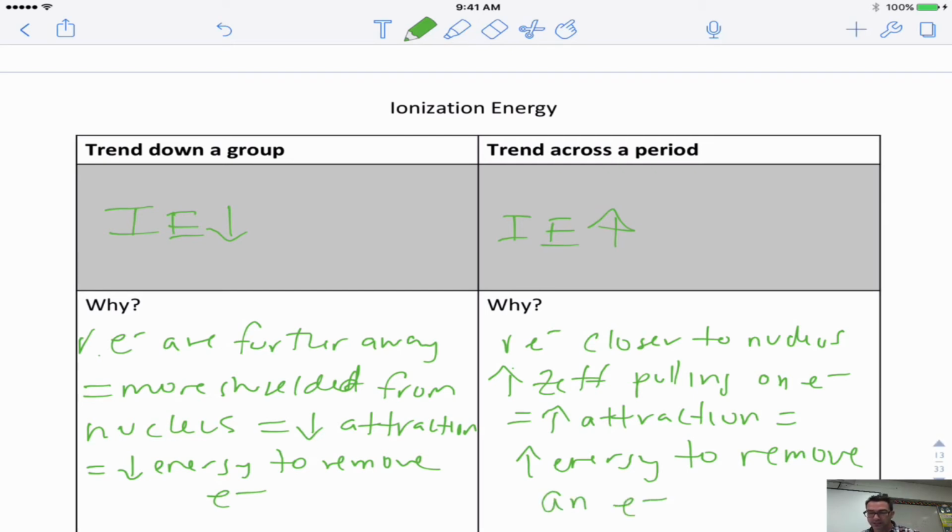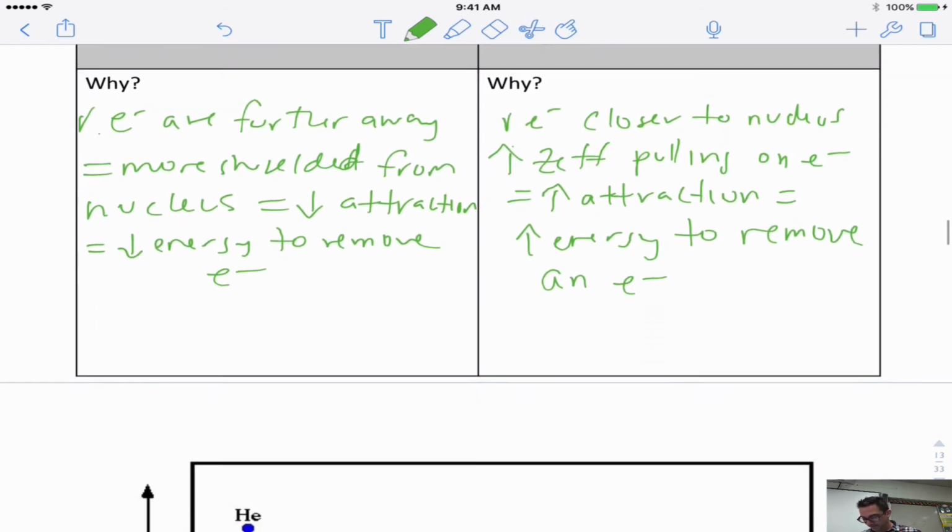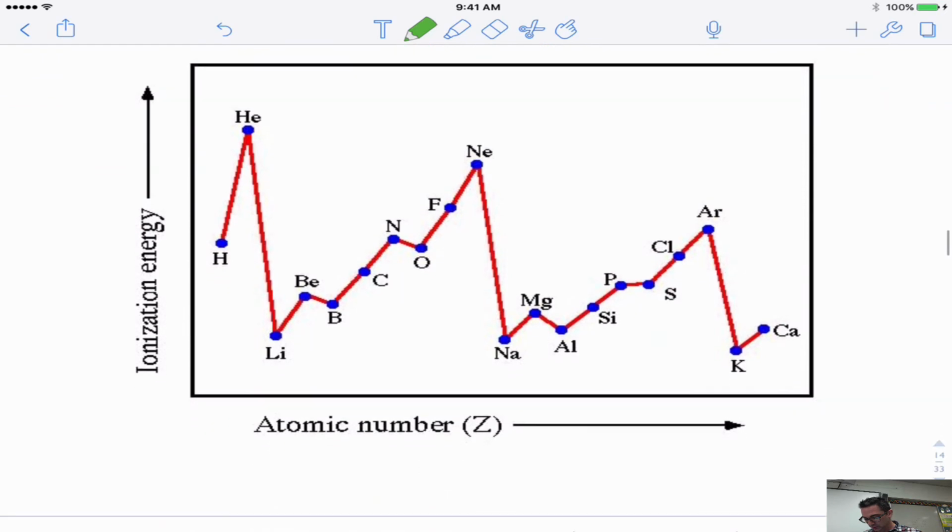So these are the general trends. Going down, the trend stays true. Going across, there's some blips we need to talk about. And so here, this shows you, going across a period, we have a general trend where we go up. But there's some blips along the way, like nitrogen and oxygen and beryllium and boron.